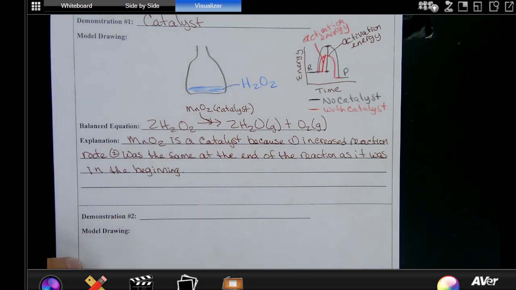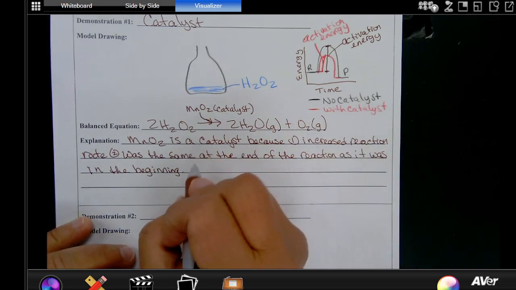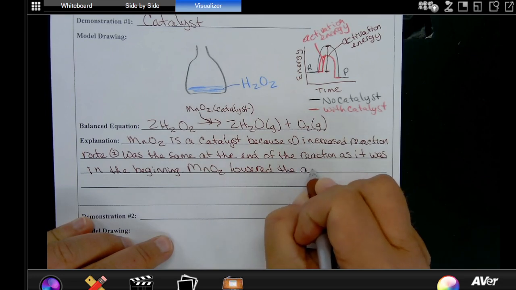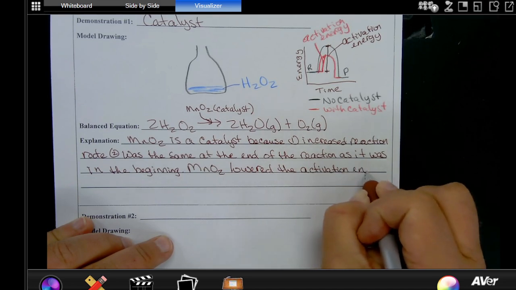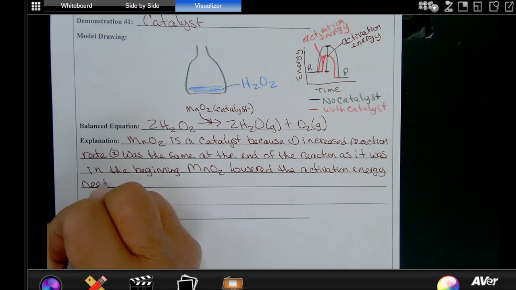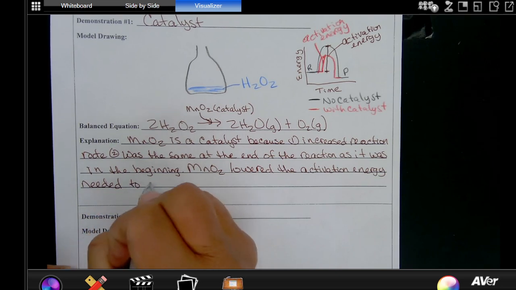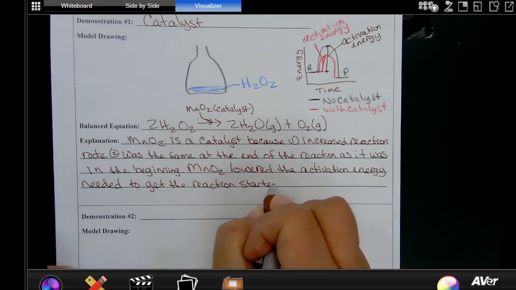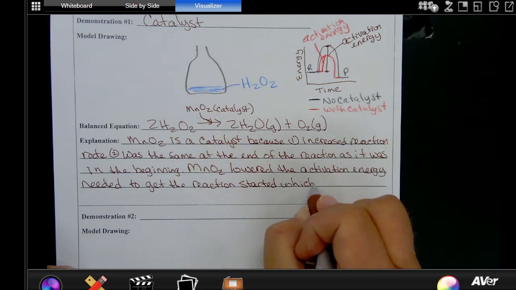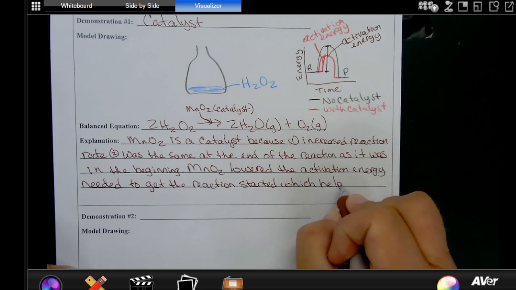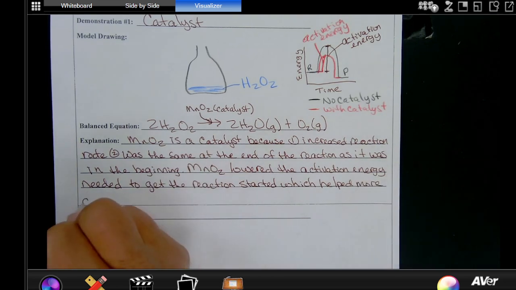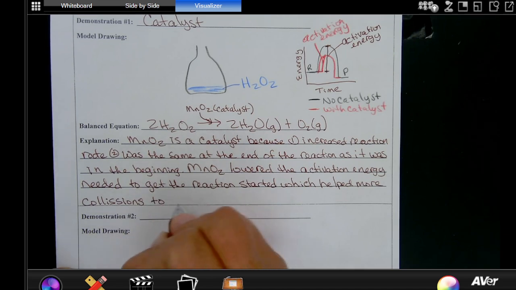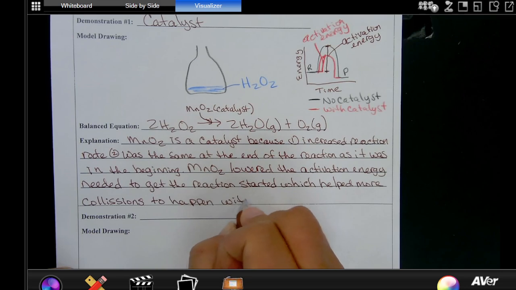Okay. So manganese oxide lowered the activation energy needed to get the reaction started, which helped more collisions to happen with sufficient energy. Okay?